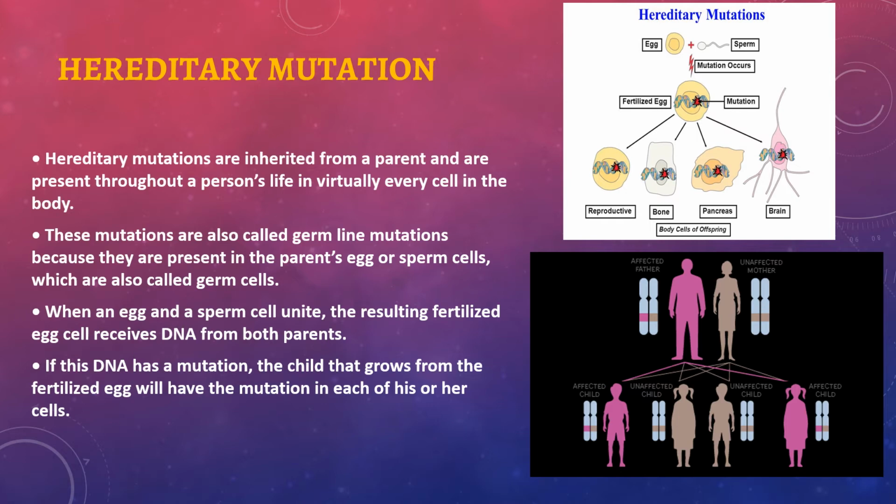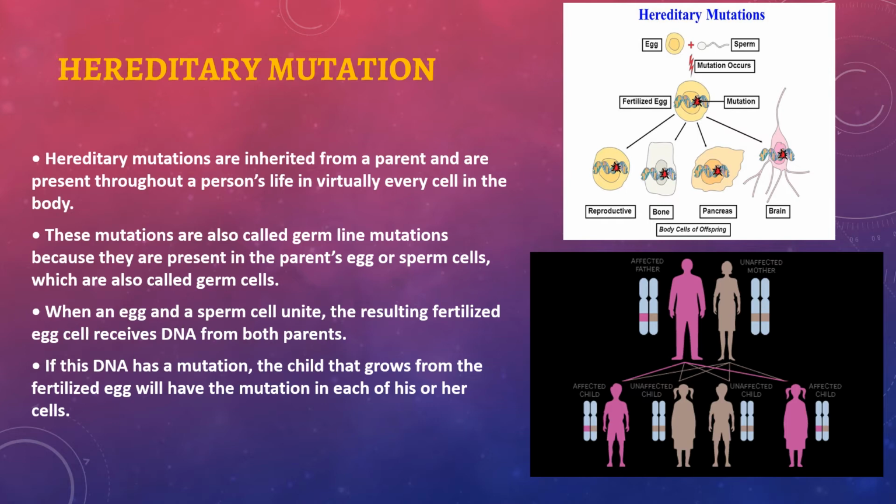So like I said, the fertilized egg will be getting the DNA from the mother as well as from the father. And if any mutated gene occurs in between, the offspring will have a mutated gene in the body cells. If this DNA has a mutation, the child that grows from the fertilized egg will have the mutation in each of his or her cells, or any body cells. So I hope that is clear about hereditary mutation.